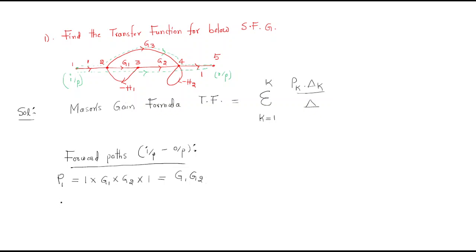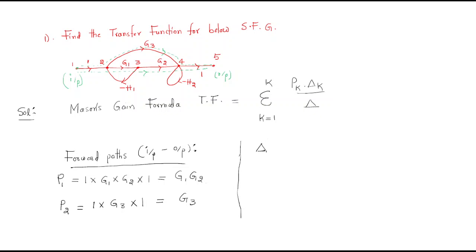Next we should write forward path 2. Look at here, forward path 2 follows this dotted line. So here in between 1 and 2 the gain is 1, in between 2 and 4 the gain is G3, in between 4 and 5 the gain is 1, then forward path 2 is G3. Before that, next we will find out the del.